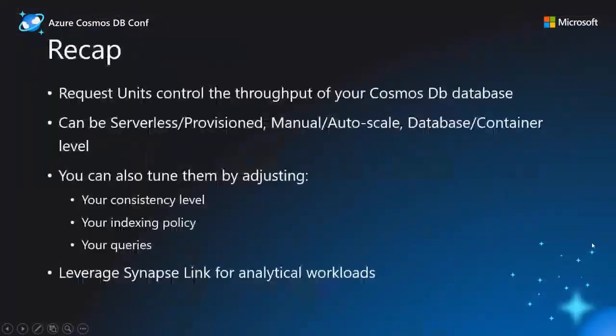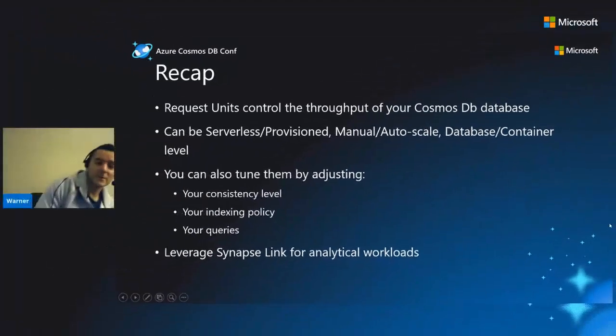All right, so recap. Well, we covered a lot in this session. I hope that you're going to go away with lots of good bits and value here. So request units, they control the throughput of your Cosmos DB database, and now we have lots of flexibility in terms of how we consume and we provision those request units. They can be serverless, or we can be provisioned throughput. We can manually set it to a fixed value, or we can leverage autoscale, and we can also choose between having them at the specific container level or shared by different containers that belong to the same database.